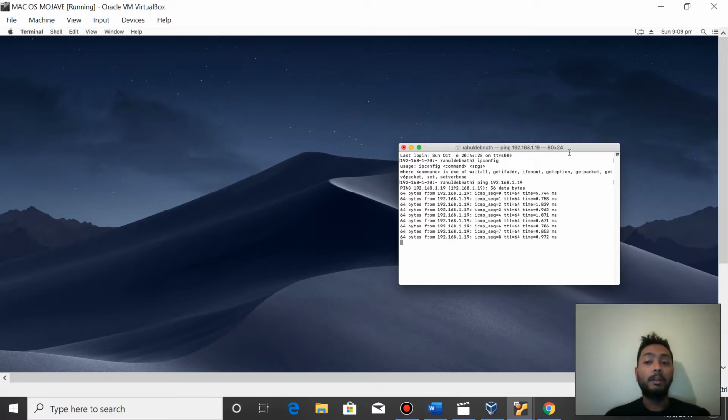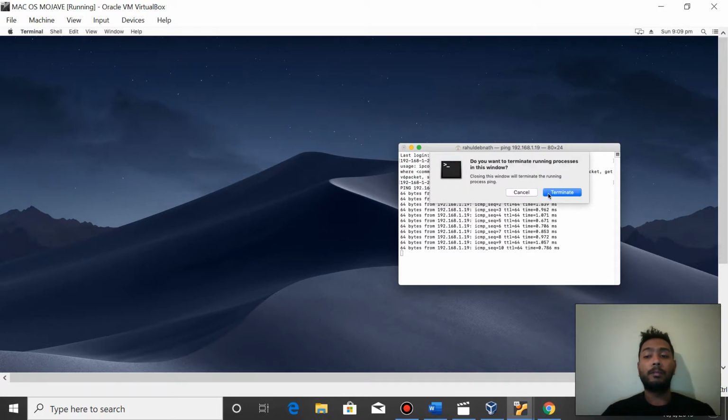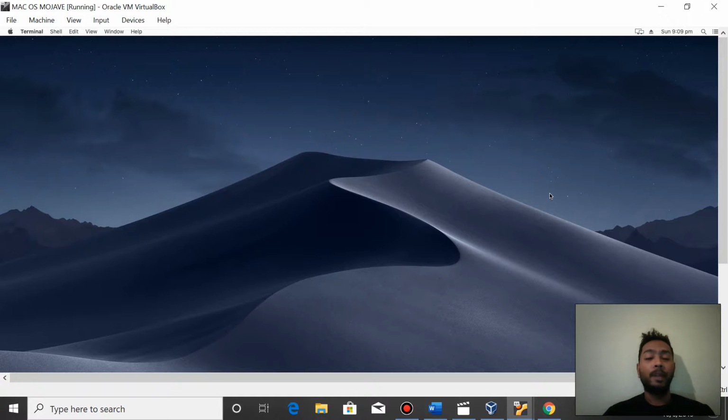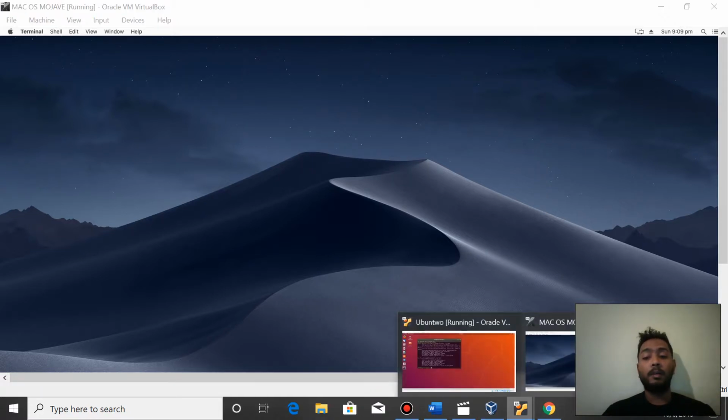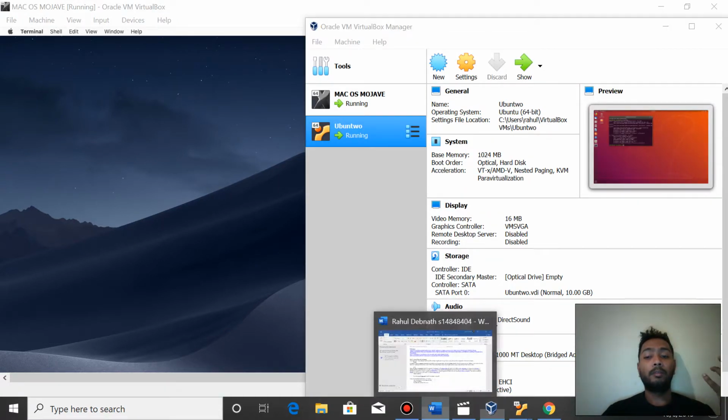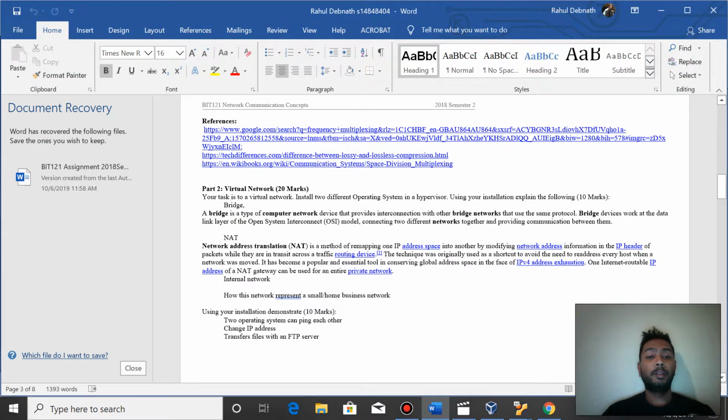It will keep going on till I stop it. So I'm gonna stop that right here. So I've done the pinging part, and then I'm gonna talk about how we are gonna transfer files from one device to another. For this, I'll be explaining two other things, which is the bridge.